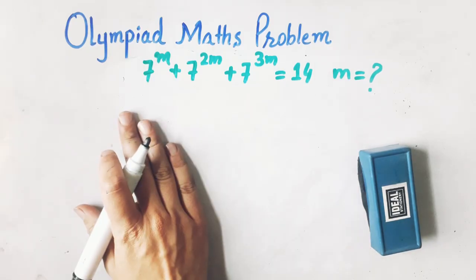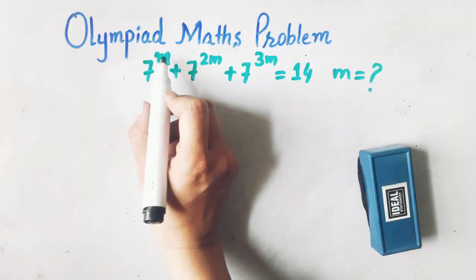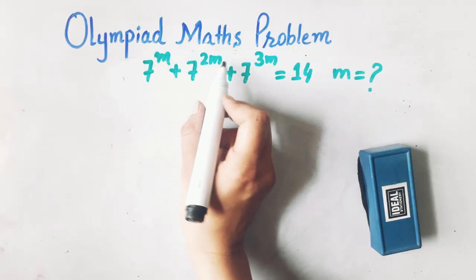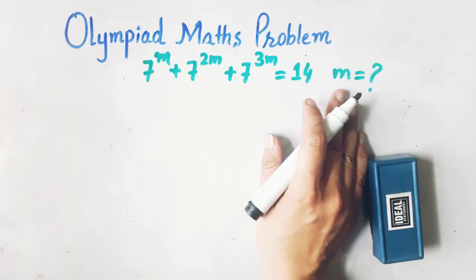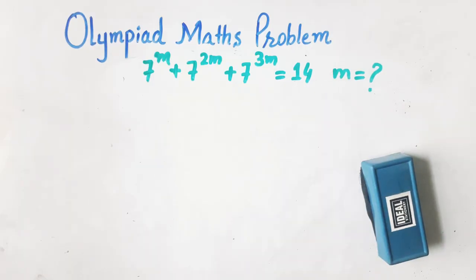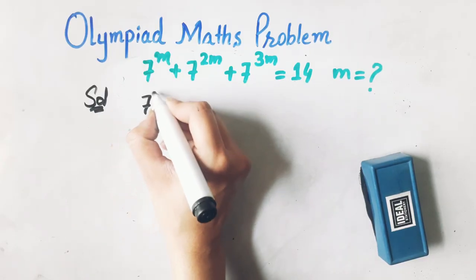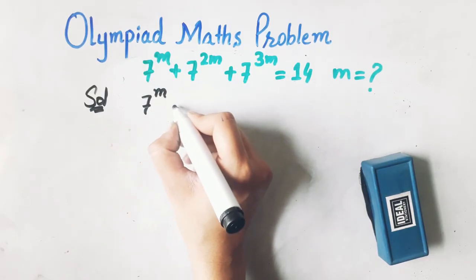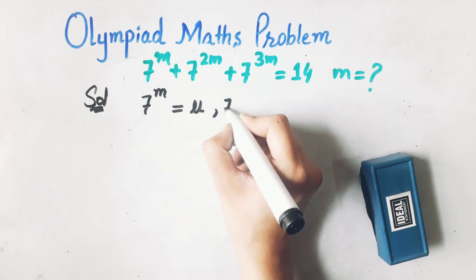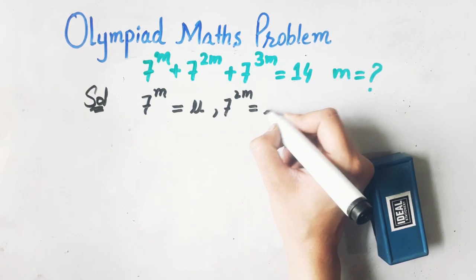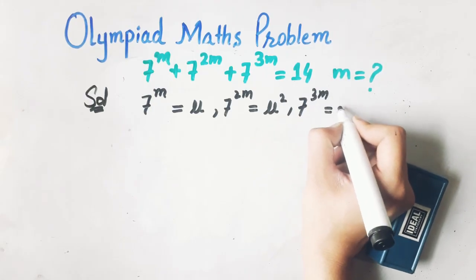In this video, we will solve a very interesting Olympiad math problem, that is 7 raised to power m plus 7 raised to power 2m plus 7 raised to power 3m equals 14. You have to find the value of m. So we will start solving this question as we will write 7 raised to power m equals, let's suppose this equals u. That means 7 raised to power 2m equals u squared, and the 7 raised to power 3m equals u cube.